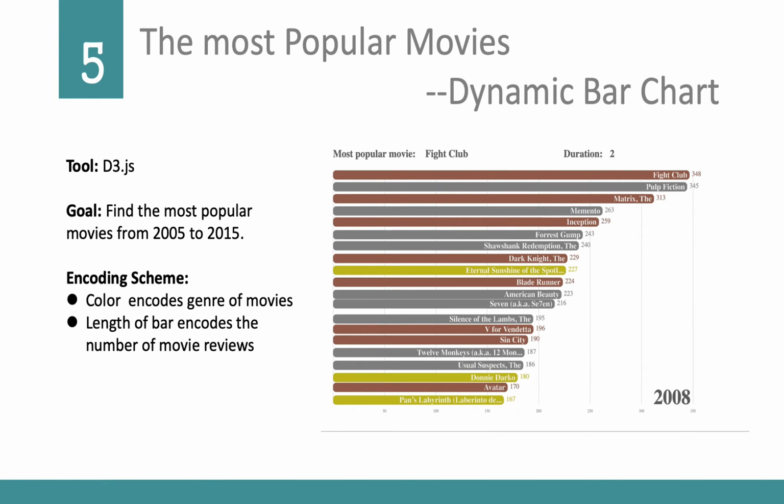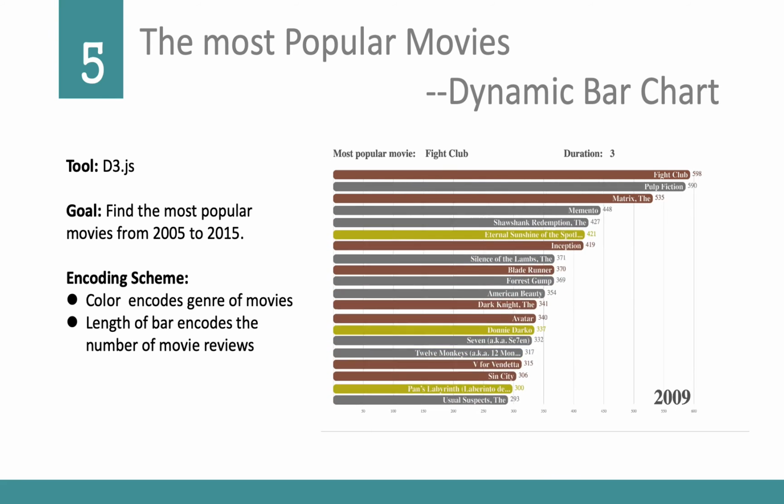For this task, we want to find the most popular movies from 2005 to 2015. Due to the limitation of the datasets, we turn this problem into finding the maximum number of movie reviews. That is, if one movie has more reviews than others, we think it's more popular.